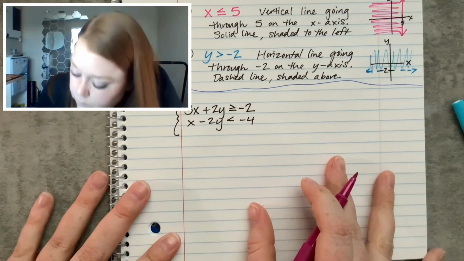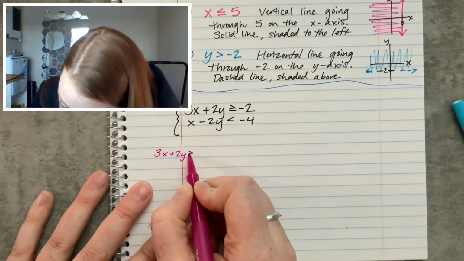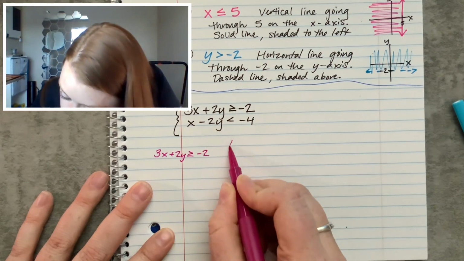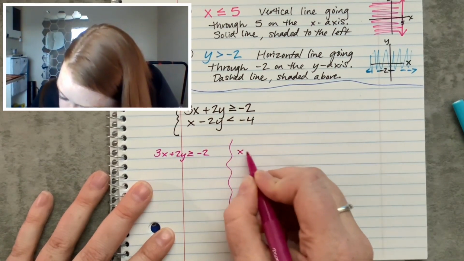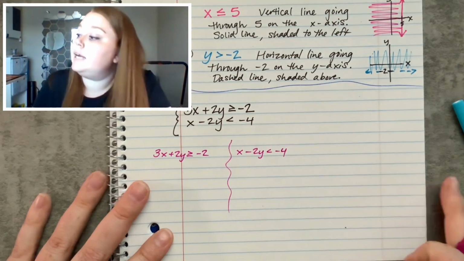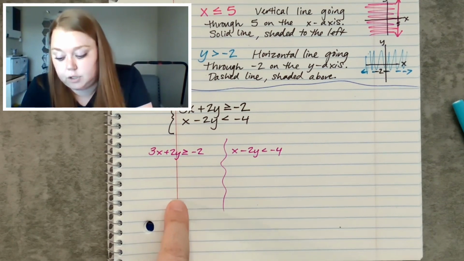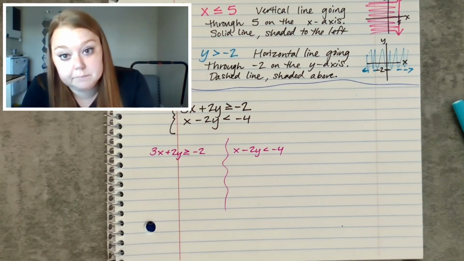So 3x plus 2y is greater than or equal to -2. I'll do my work there. And then over here, I'll do x minus 2y is less than -4. Here's what I'd recommend. I recommend pausing the video, converting these on your own, and then hit play. Okay.